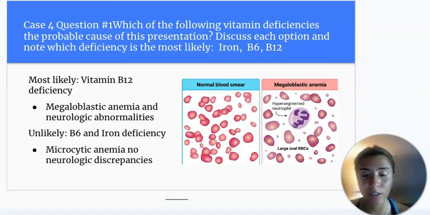Vitamin B6 deficiency is also unlikely in this patient. It does not cause megaloblastic anemia and is not commonly associated with neurological symptoms. A sign of vitamin B6 deficiency would be microcytic anemia, dermatitis, depression, and irritability. Vitamin B12 deficiency is most likely the diagnosis for this patient. The patient's symptoms are strongly indicative of a lack of vitamin B12. The megaloblastic anemia and neurological abnormalities would also be explained with this diagnosis.